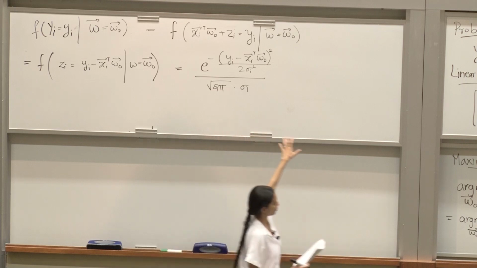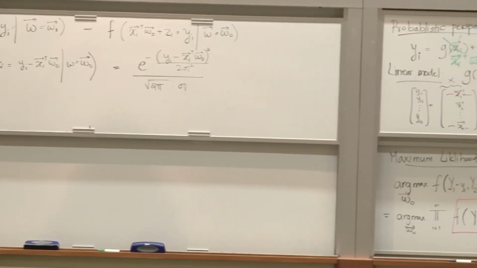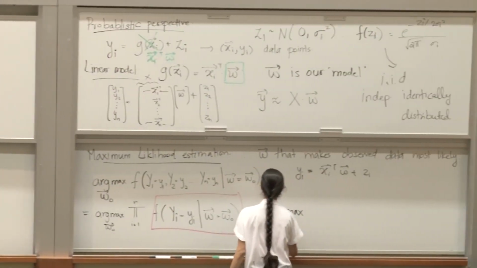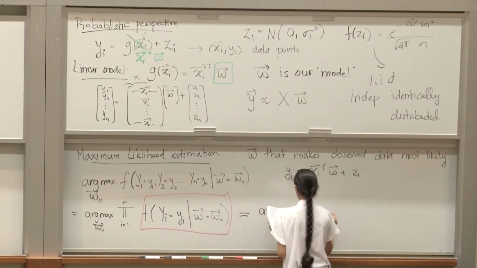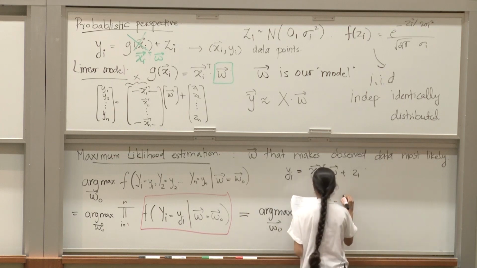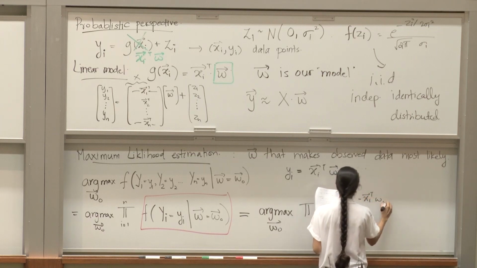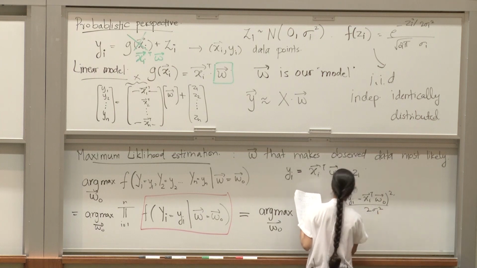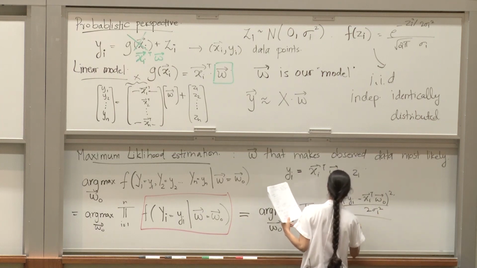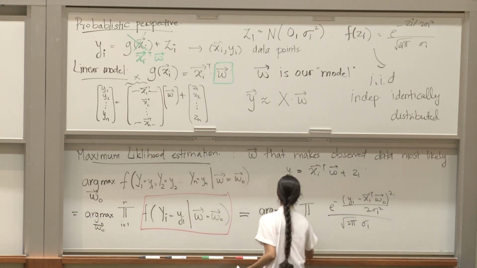So if I have this expression for each one of these, I can write this product as the argmax over W of the product of e to the minus (yi minus xi transpose W naught) whole squared divided by 2 sigma i squared, divided by square root 2 pi sigma i. Right?